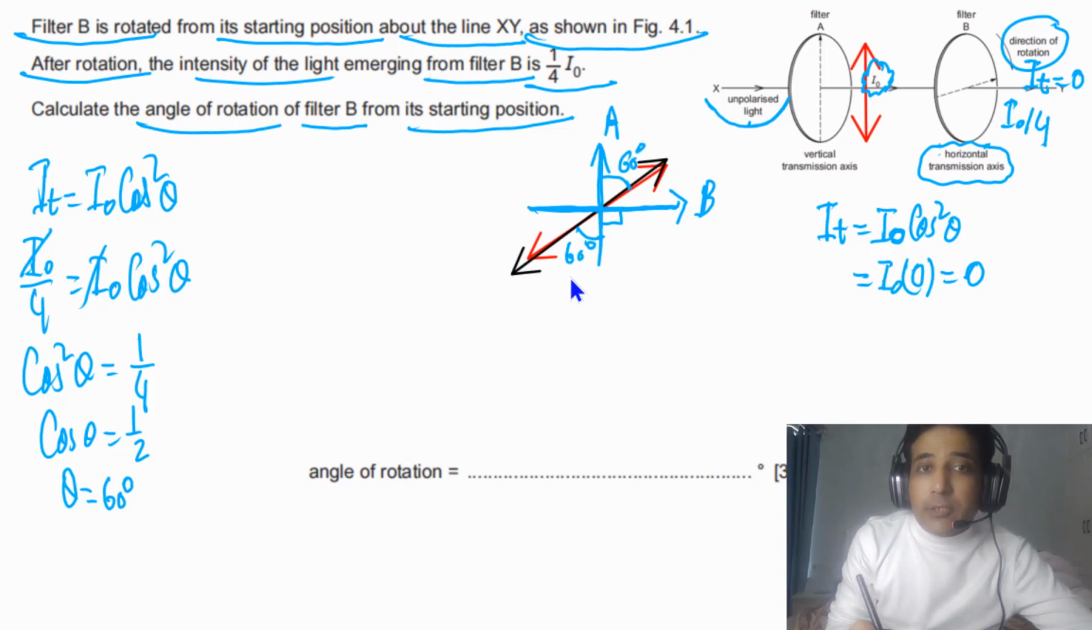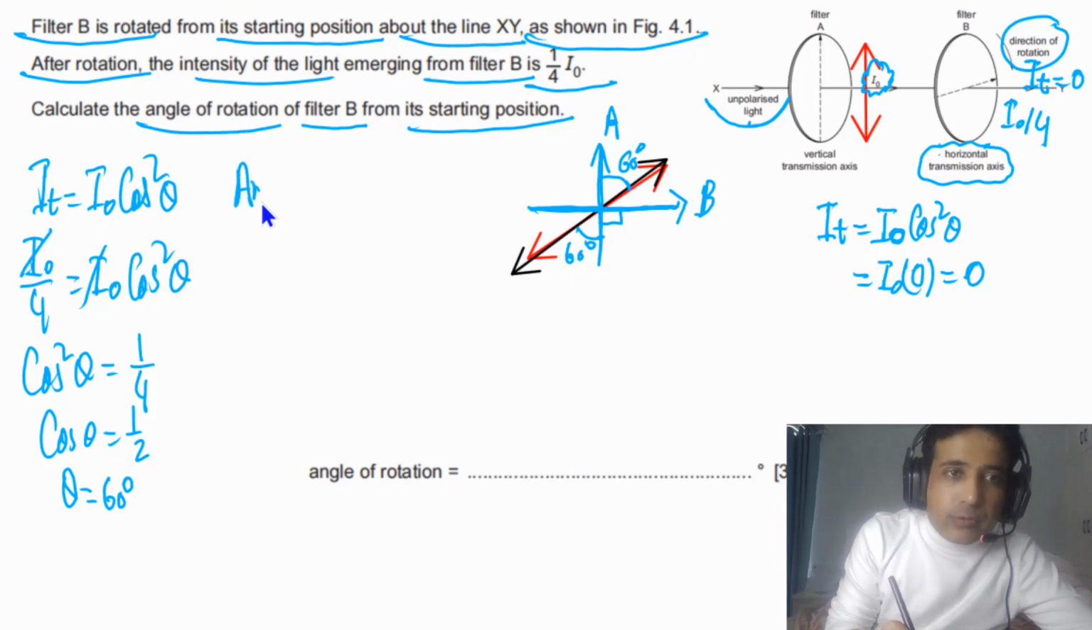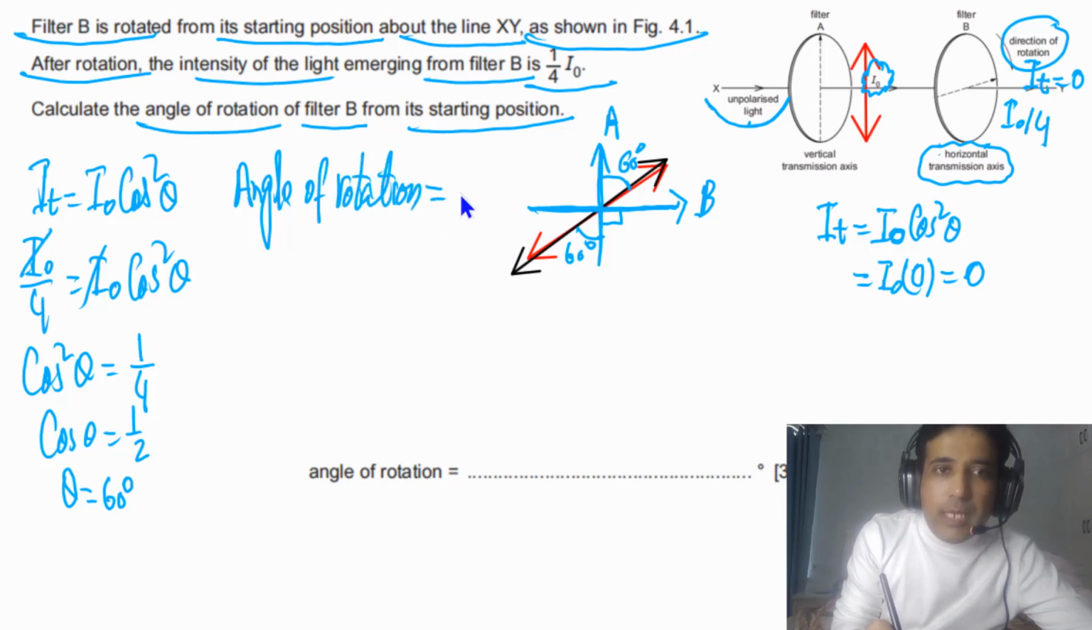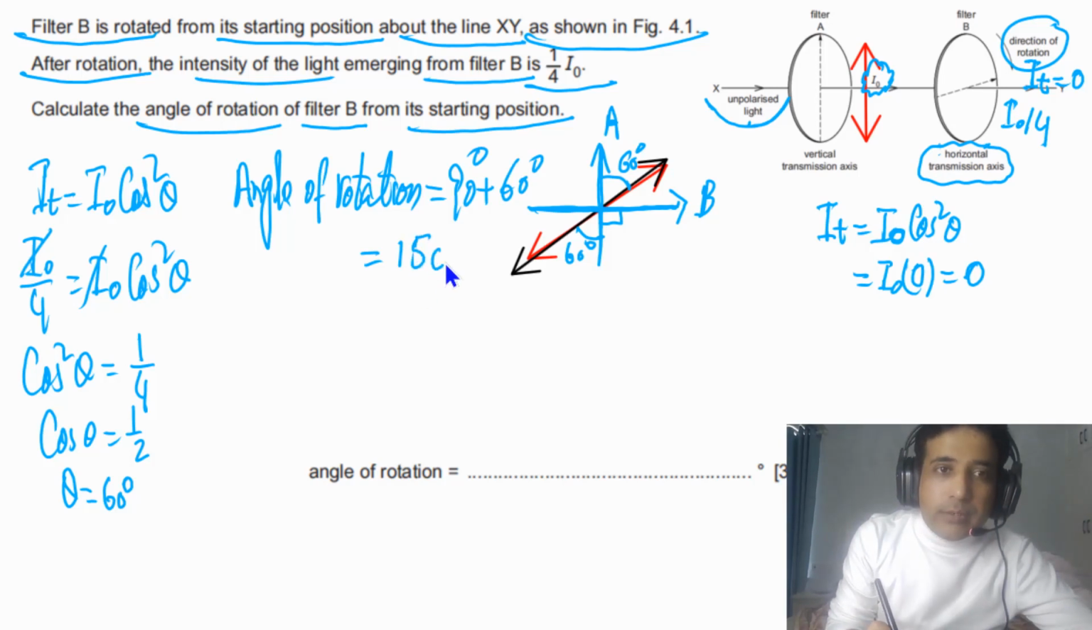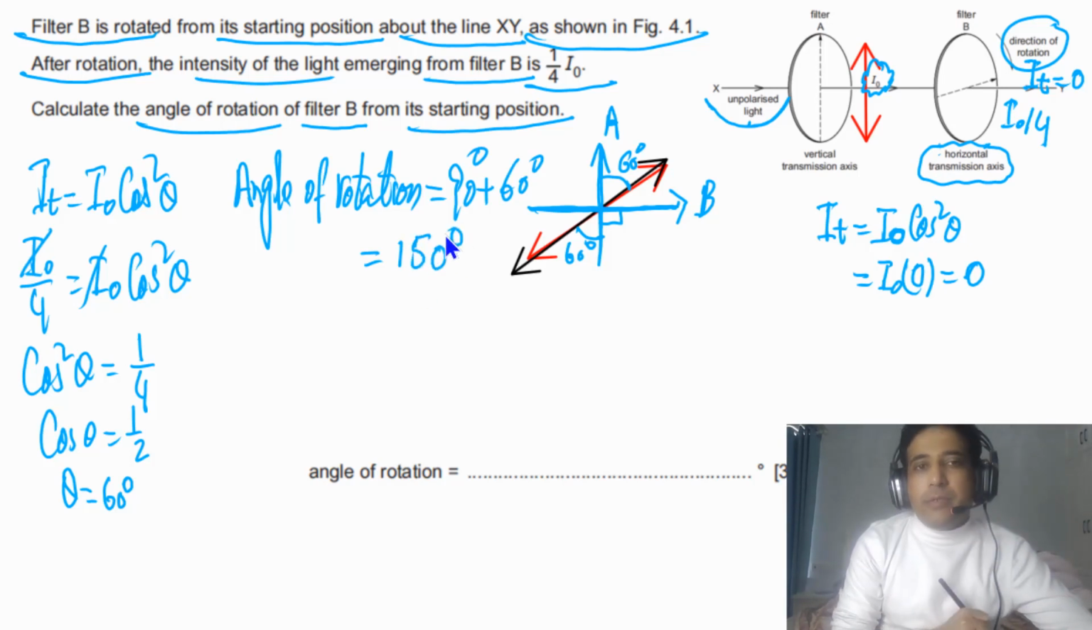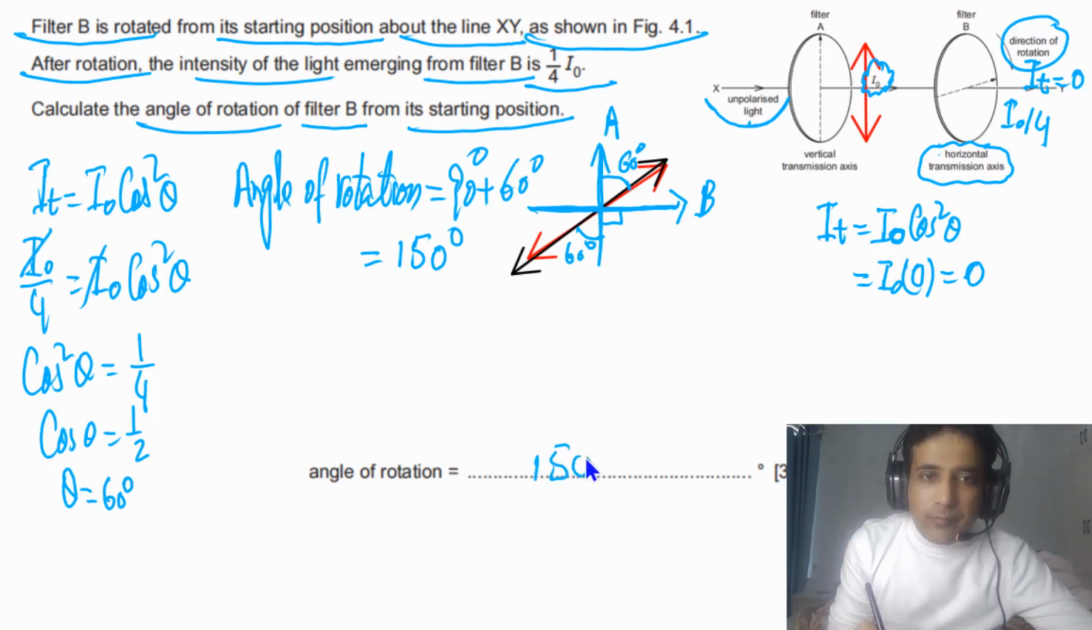So what is the total angle of rotation? In this case, we can say the angle of rotation is equal to 90 plus 60. So the angle of rotation, the minimum angle of rotation in this direction, is equal to 150 degrees. So you can write down your final answer: angle of rotation is 150 degrees. But you can also rotate this one further. So we can use a different color now. Let's say orange color.